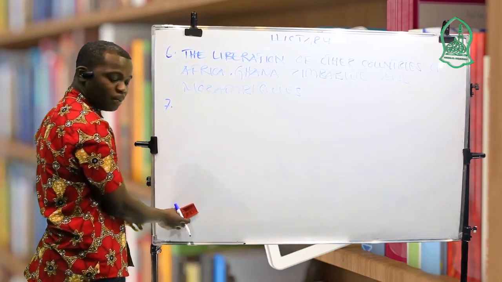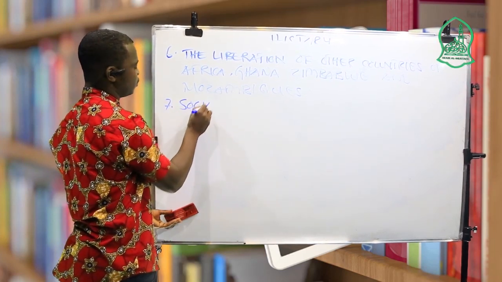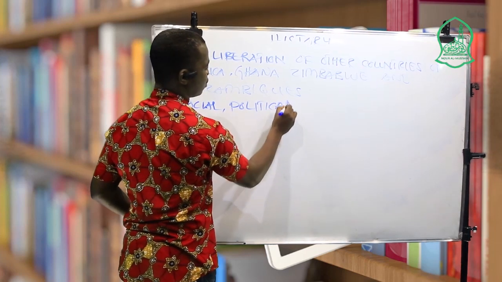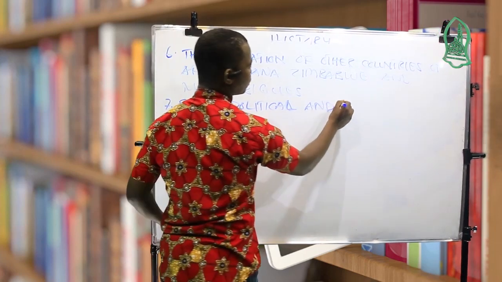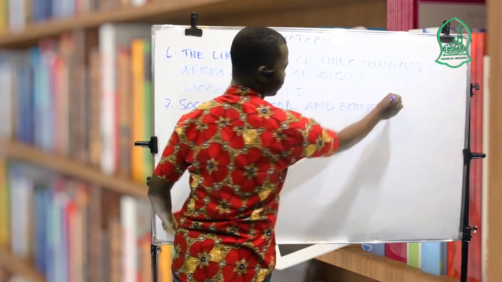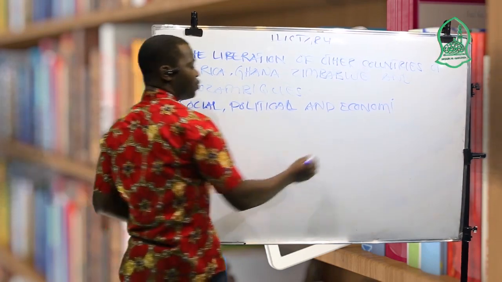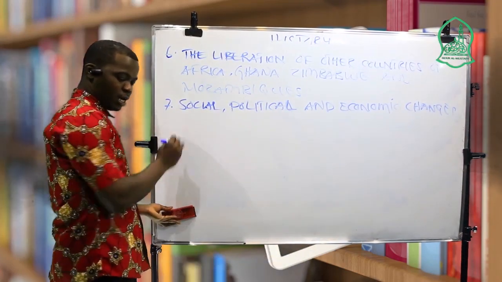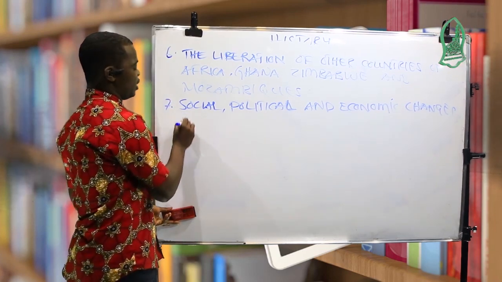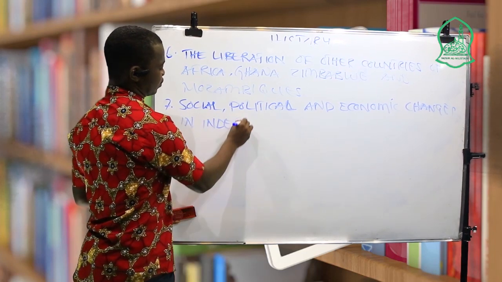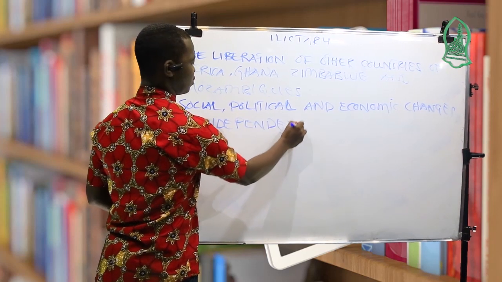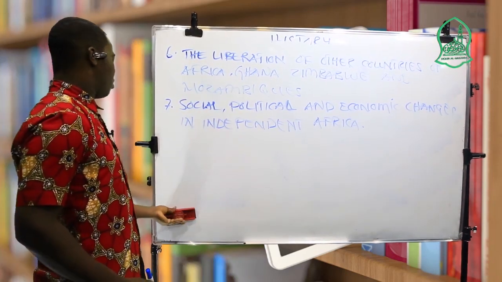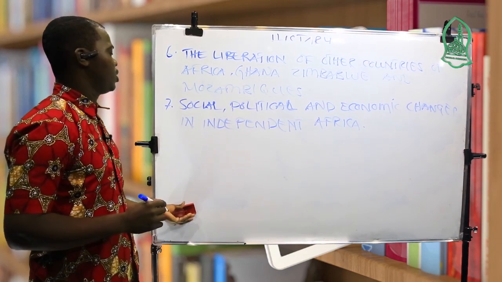Therefore, this will be our last topic, which is known as the social, political, and economic changes in independent Africa. Katika kipengele hichi ambao ni topic yetu wa mwisho kwa Standard 6, tutakuja kuona social, political and economic changes in independent Africa.